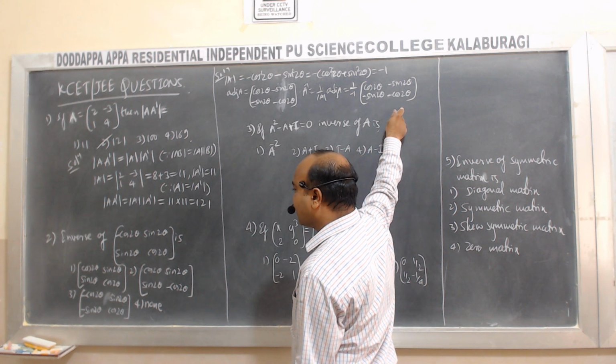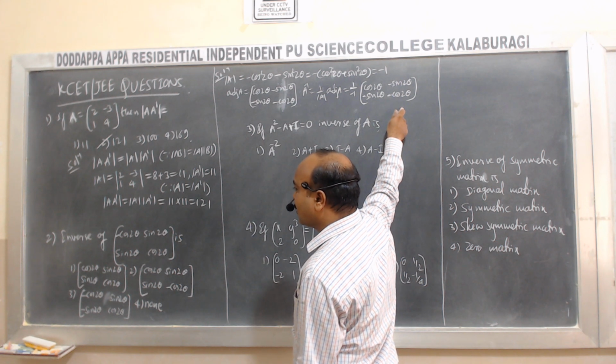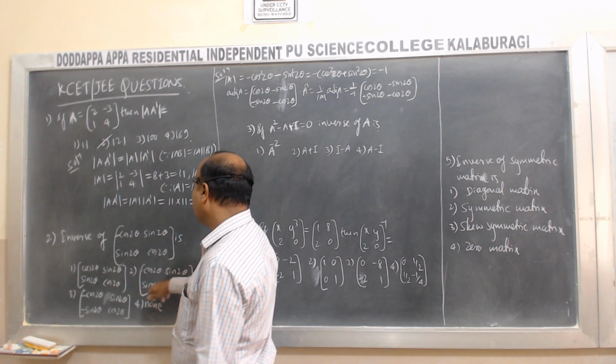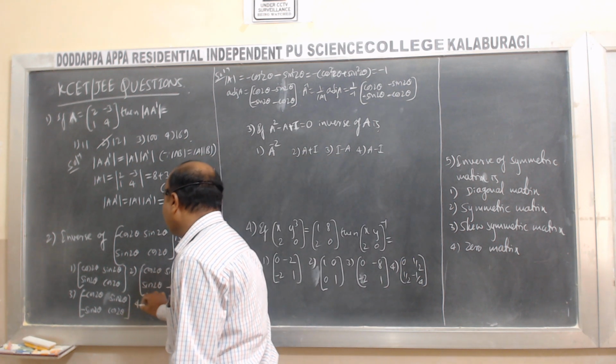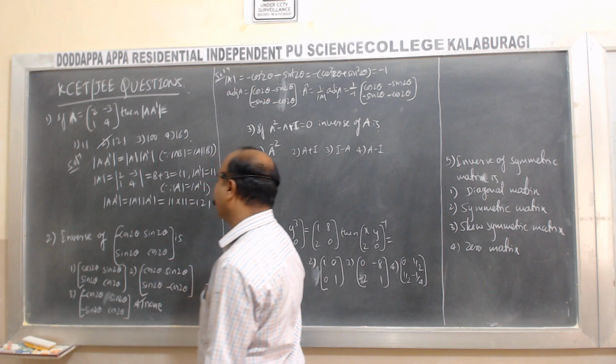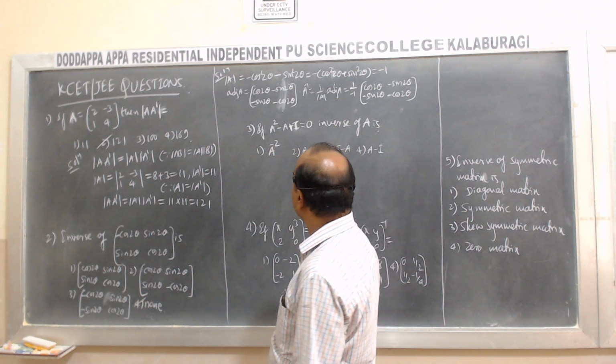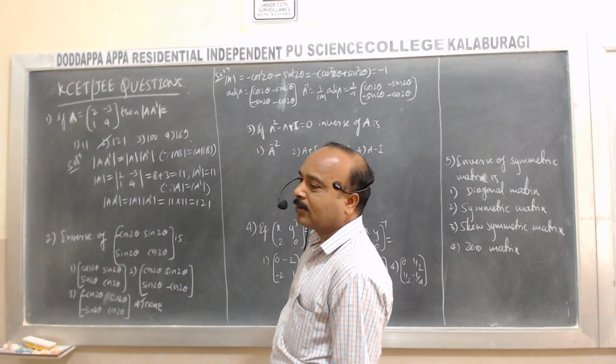Now we check the options. It is not there in 1, 2, and 3, therefore the correct option is the fourth one, none of these. So this is the solution of the second question.